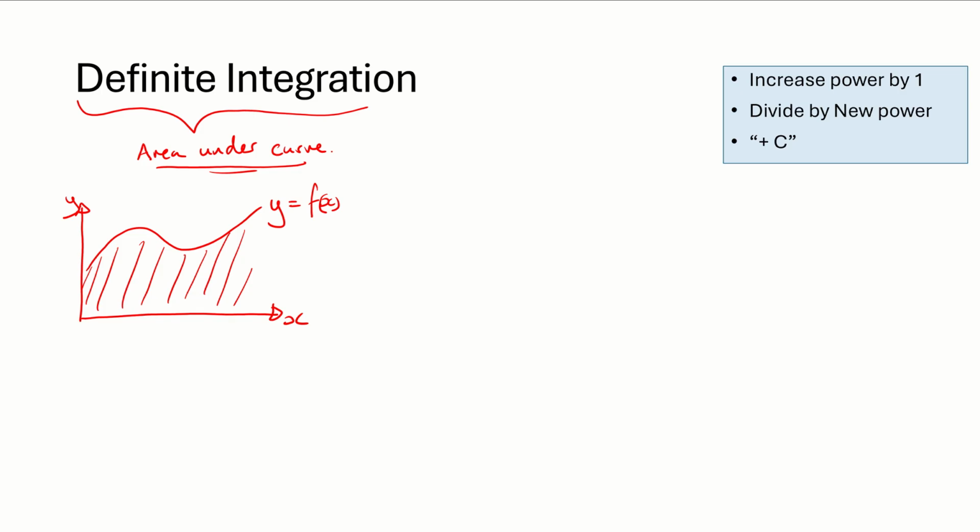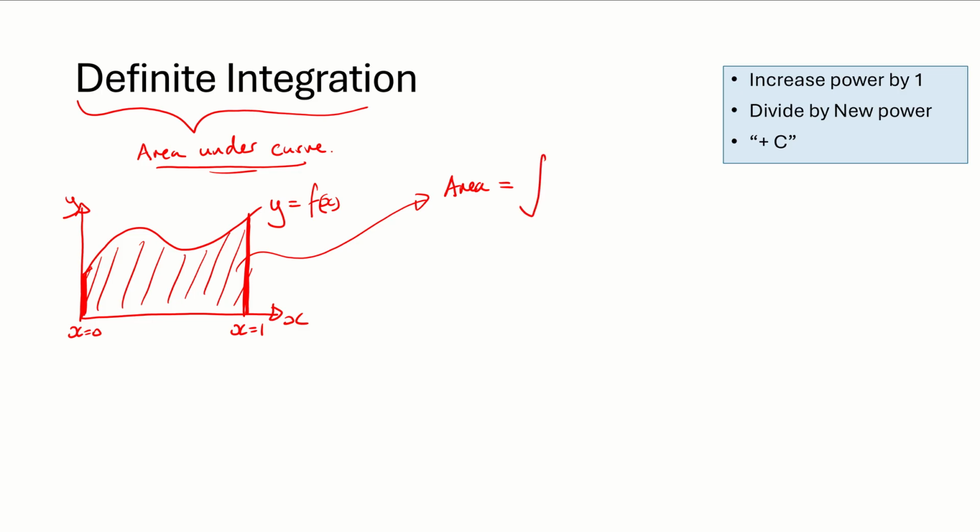Now, if I want an area, I need to have a shape, don't I? A defined shape. So this shape seems to start on the y-axis. It must end somewhere, so let's make an ending line over here. Let's say this is when x is equal to 1. So we've got x equals 0 on the y-axis, x equals 1 over here, and we've got our curve and the x-axis. So this area, we can use integration to find out.